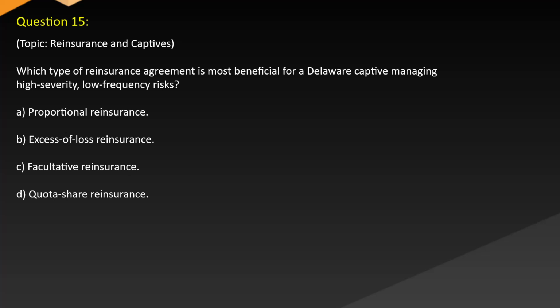Question 15. Topic. Reinsurance and captives. Which type of reinsurance agreement is most beneficial for a Delaware captive managing high-severity, low-frequency risks? A. Proportional reinsurance. B. Excess loss reinsurance. C. Facultative reinsurance. D. Quota share reinsurance.